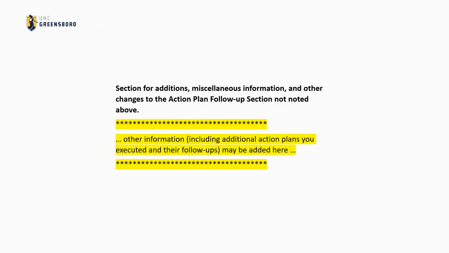The next section you'll encounter will be the section for providing additional miscellaneous information related to the action plan follow-up section. In this optional section, the user is provided with an editable text area where other information regarding action plan follow-ups may be provided. For example, did you execute an action plan that wasn't listed in the template we provided? If so, here's the spot to list that action plan and its associated follow-up. Other miscellaneous information may be provided here as well related to the action plan follow-up section.